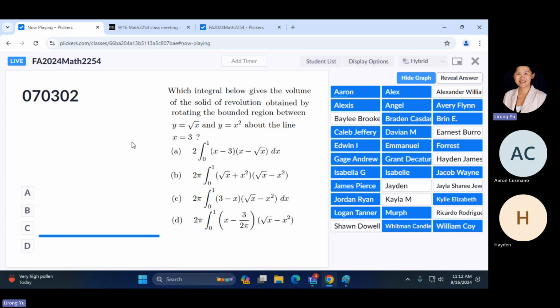Three, the shell method. Haven't started yet? Is it because you were getting ready for the test?